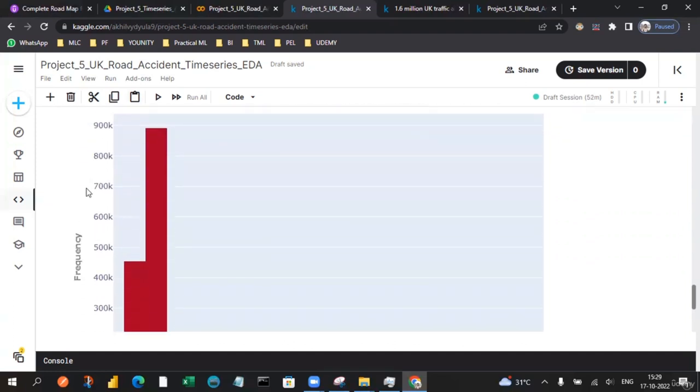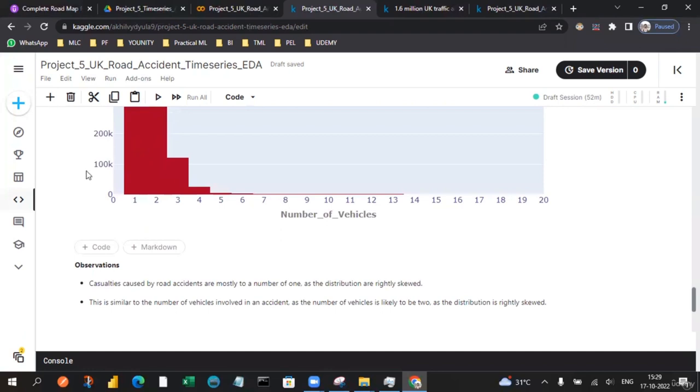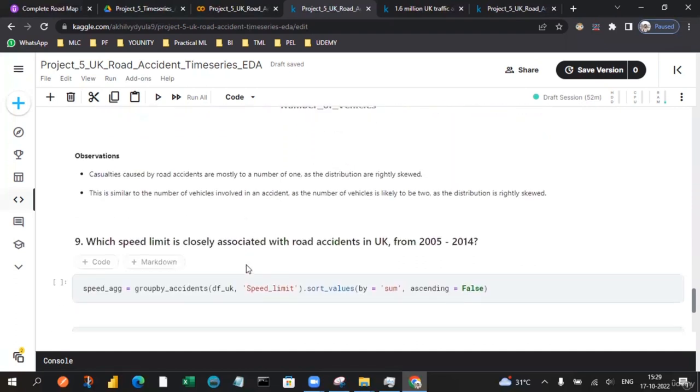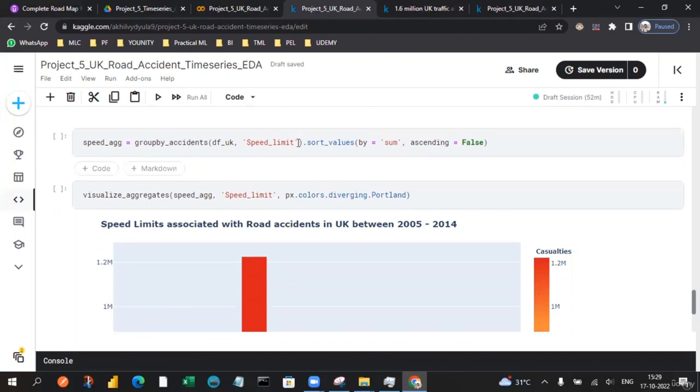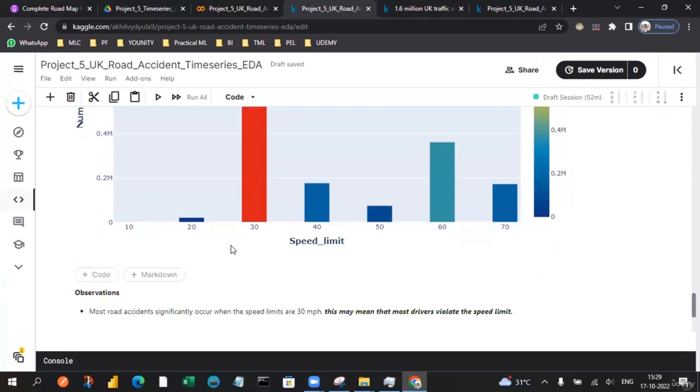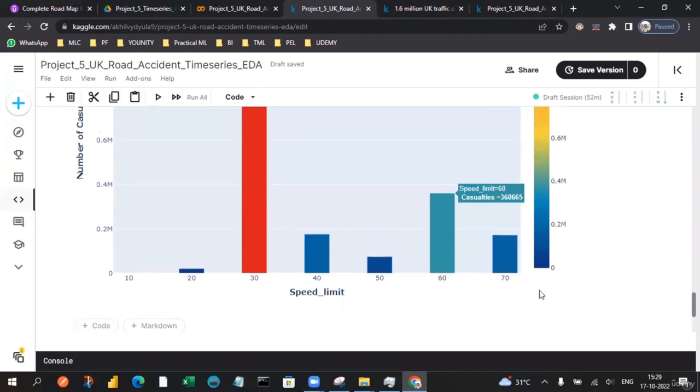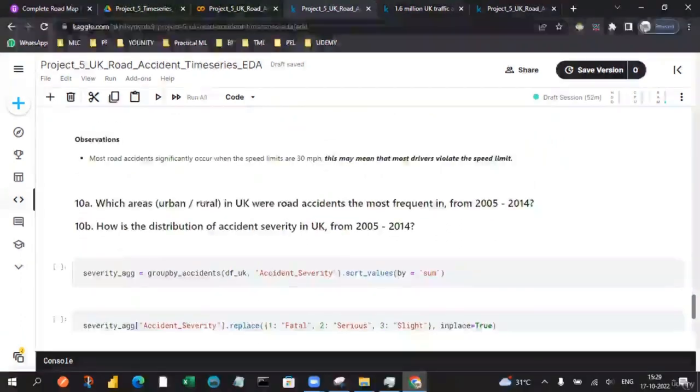So let's plot with respect to the number of vehicles. For the number of vehicles, the distribution is completely right-skewed. We already know this is similar for the number of casualties, also highly right-skewed. Next, the speed limit: what exactly is the speed limit in road accidents? The speed limit average is very much 30, the mean value is 30. But speed limits of 60 and 70 are also very high compared to all the other values. That may be one cause of the very high number of casualties.